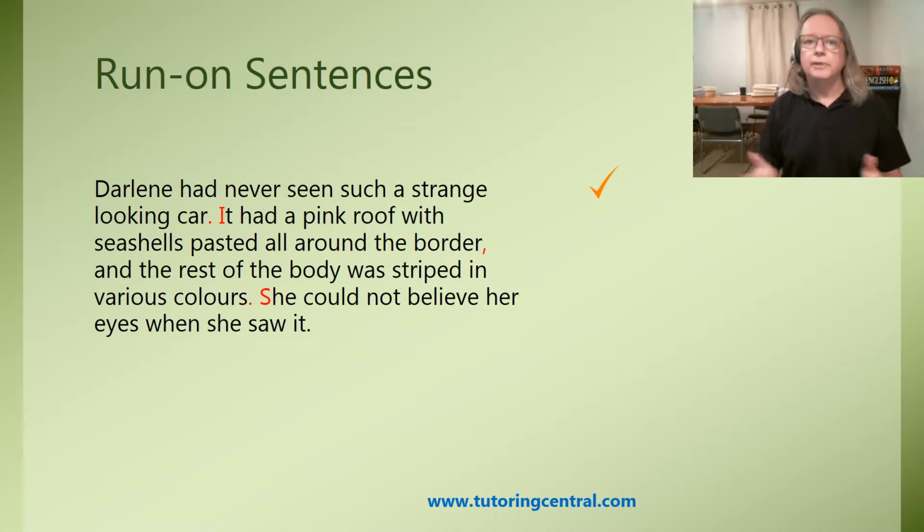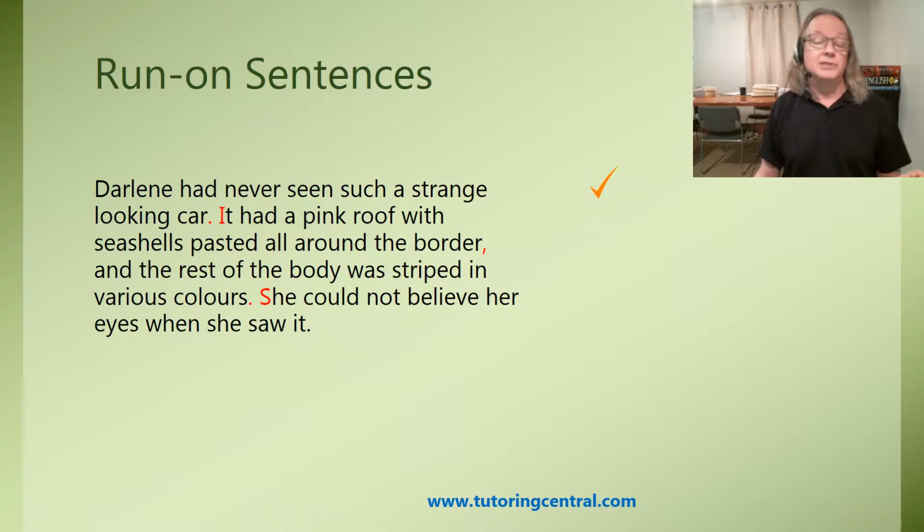Now, how do we fix that sentence, that long run-on sentence? Well, there are several ways, but here's just one example, and then we're going to look at some shorter sentences to give you a clearer idea. Let me read this again. Darlene had never seen such a strange-looking car. Period. New sentence. It had a pink roof with seashells pasted all around the border, and the rest of the body was striped in various colors. Period. She could not believe her eyes when she saw it.